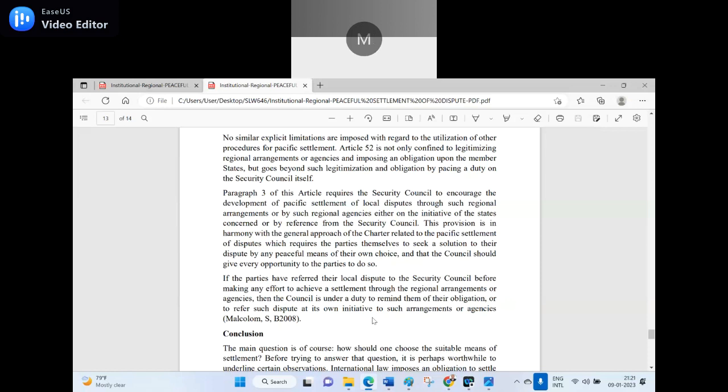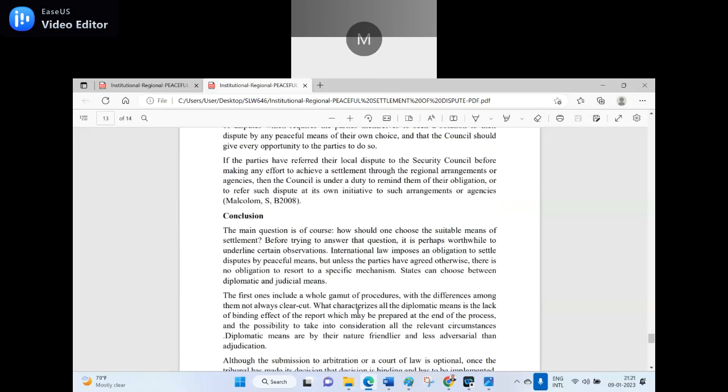Yes, sir. The Security Council will refer the matter to the regional agencies, to the regional courts, or regional organizations and institutions, to see that the matter will be resolved at their local level only. So the main question, of course, is how one should choose the suitable means of settlement.